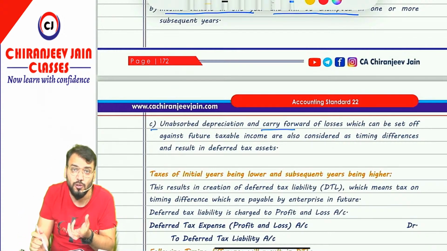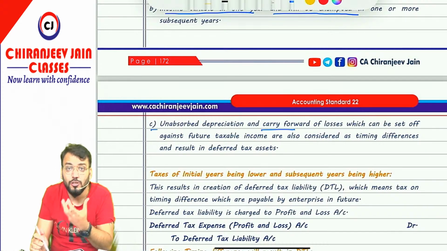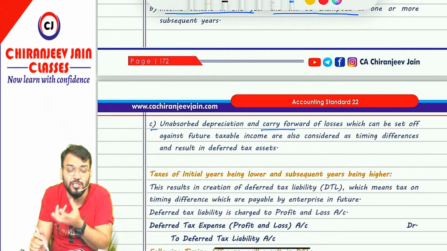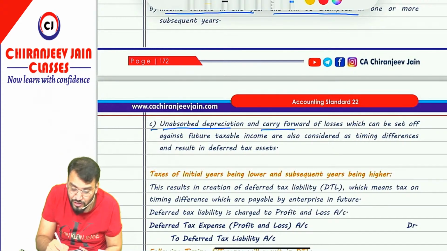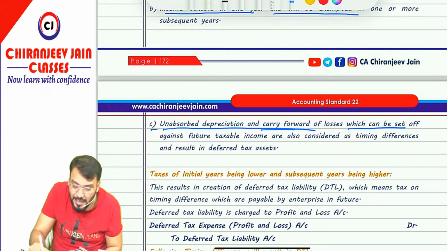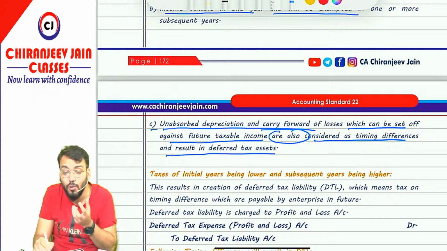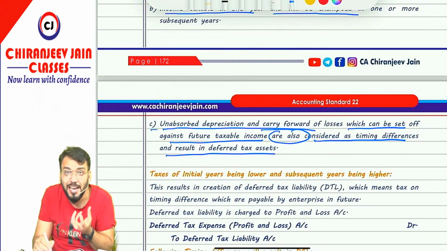So if you have some tax losses which can be carried forward and will be deducted from future taxable profit, we are going to save some taxes on that. That tax advantage which you are getting in future is also recognized as DTA in the current year. Correct? Unabsorbed depreciation and carry forward losses which can be set off against future taxable income are also considered as timing difference and result in deferred tax asset. So on unabsorbed depreciation and on carry forward tax losses also we recognize DTA, because that also results in timing difference on which DTA should be recognized.